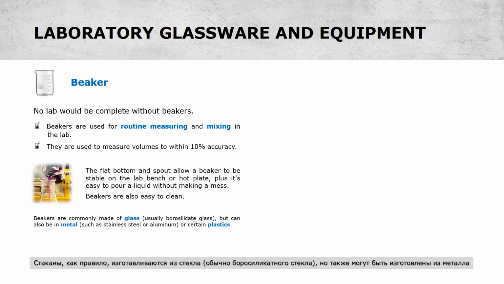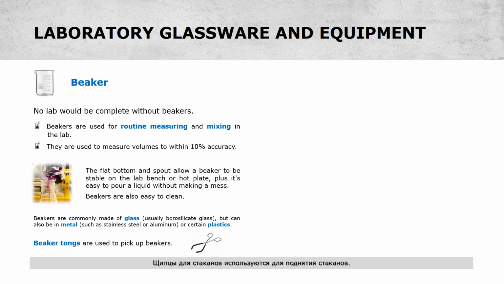Beakers are commonly made of glass, usually borosilicate glass, but can also be in metal, such as stainless steel or aluminum, or certain plastics. Beaker tongs are used to pick up beakers.